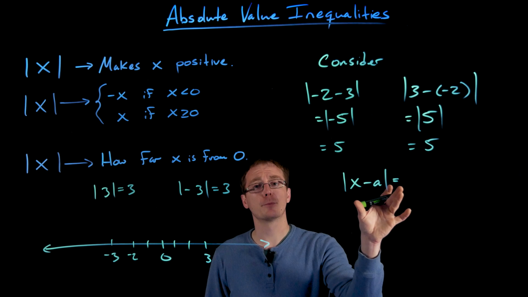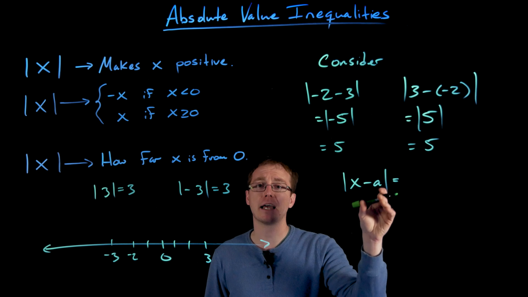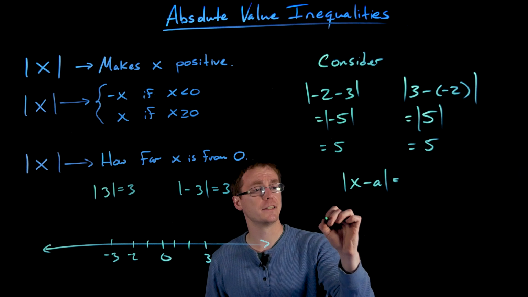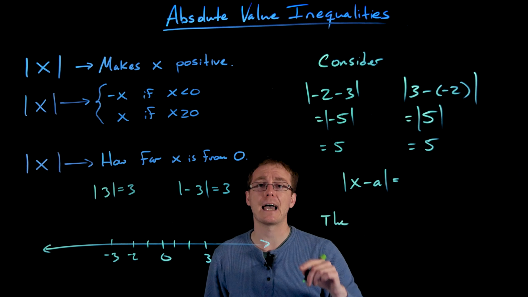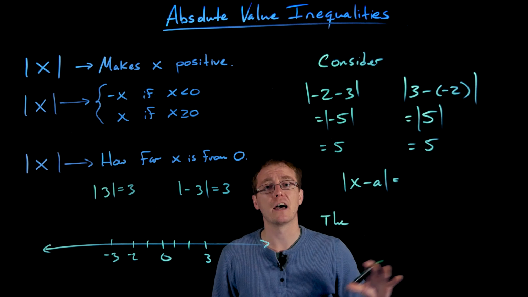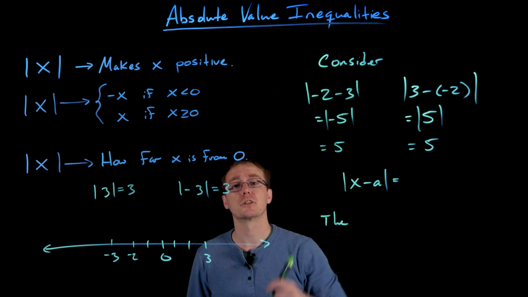And so if we want to interpret the absolute value of x minus a equal to something from the distance perspective, all this is telling us is that the distance between x and a is equal to whatever is on the other side of our equation, or eventually an inequality.